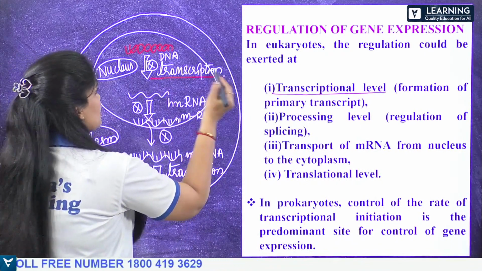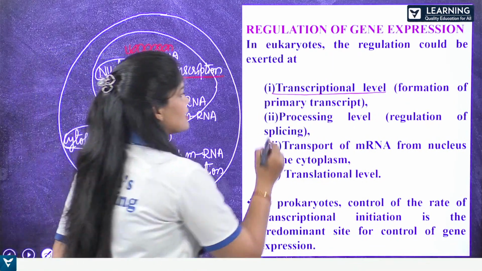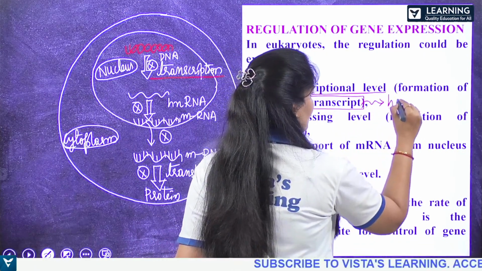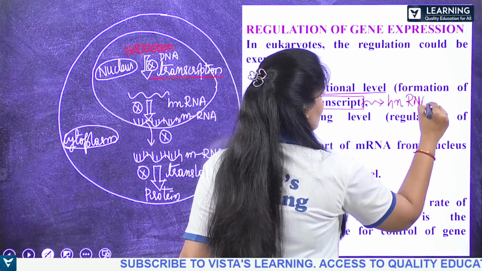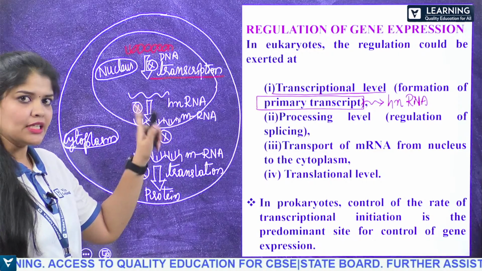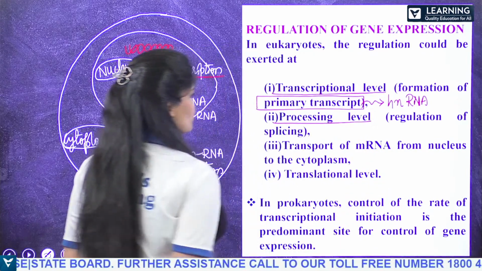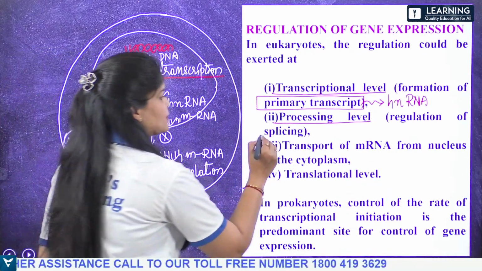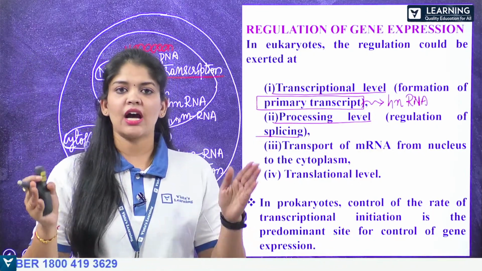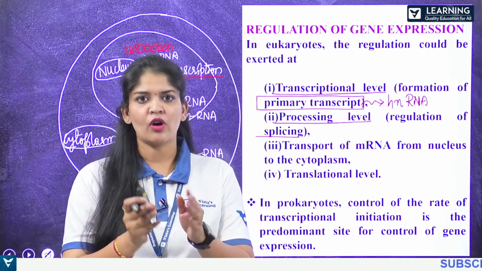In transcription, DNA results in the formation of hnRNA, and that hnRNA is the primary transcript. This primary transcript is nothing but hnRNA, heterogeneous nuclear RNA. Even after hnRNA is produced, it can be regulated at a second level, called the processing level, post-transcriptional modification, that is regulation of splicing. Splicing is where the non-coding sequences are removed and the coding sequences are joined. That means introns are removed and exons are joined to form a mature mRNA.